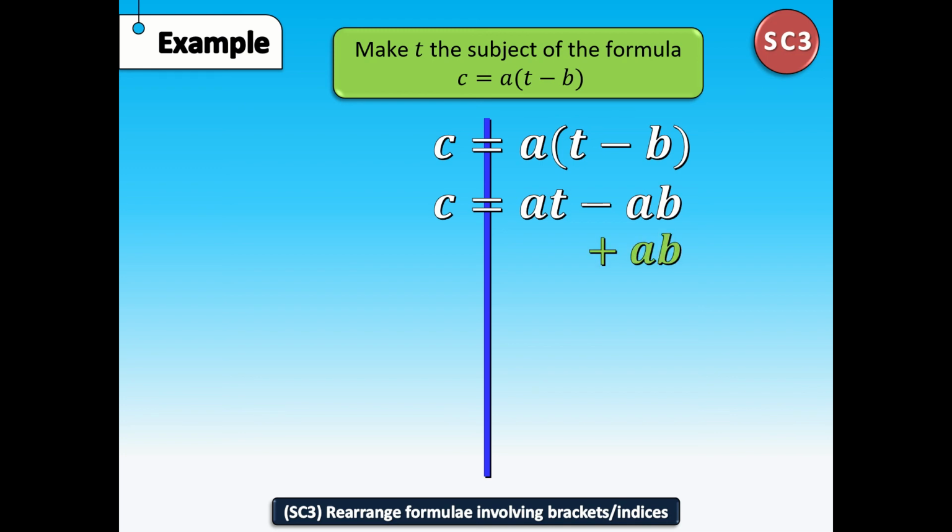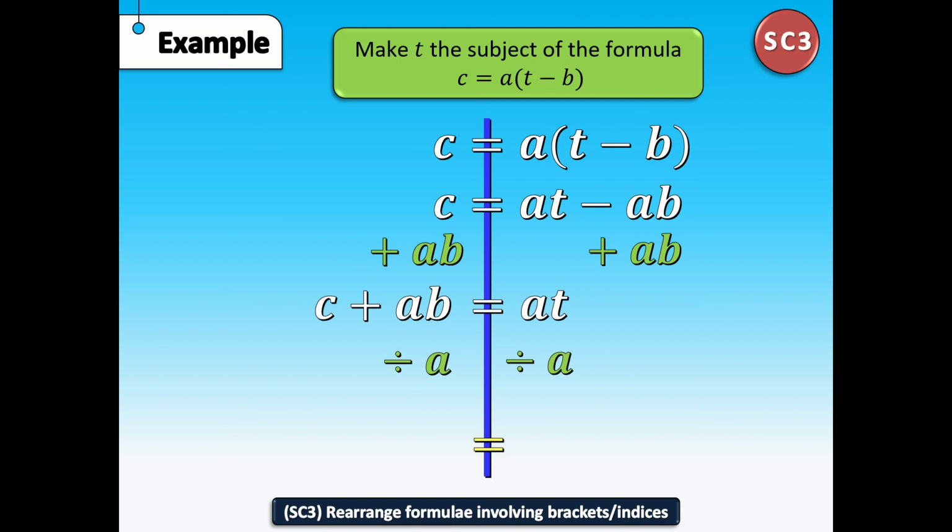Now we get rid of the minus AB by doing the opposite of taking away AB, which is to add AB. So we get C plus AB equals AT. Then we want the T on its own, so we need to divide by A. So that means our answer is C plus AB over A equals T.